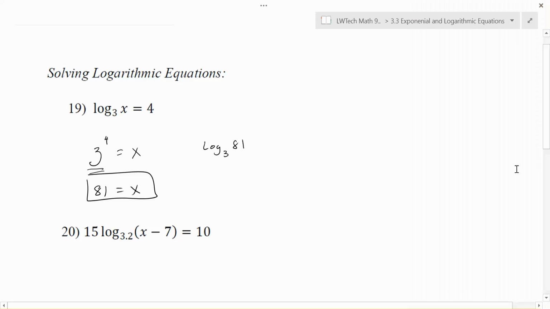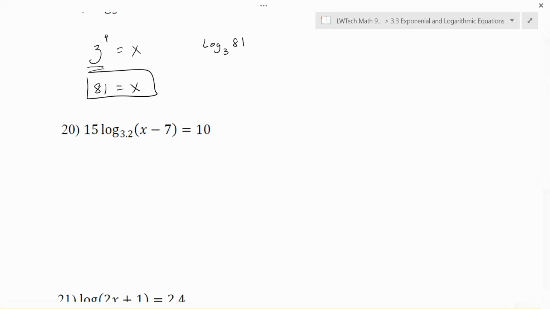All right. And that's basically the gist. If your variable is stuck in the log, you need to change it to exponential form. Of course, you have to have just the log expression. So remember, the log expression is the log, the base, and whatever comes after it on the main level. So this needs to be by itself before I can switch it to exponential form, which means that the 15 is in the way. Right now, because there's nothing going on between the 15 and the log, it's assumed that it's multiplication. So we're going to get rid of that 15 by dividing by 15 on both sides.